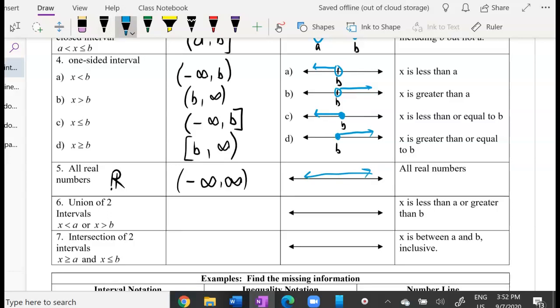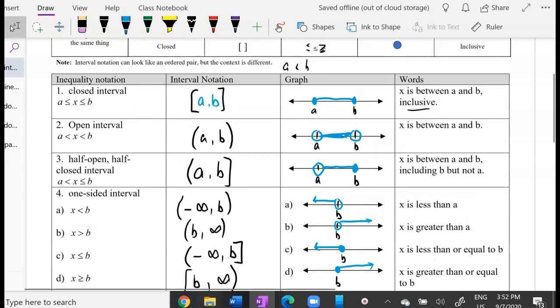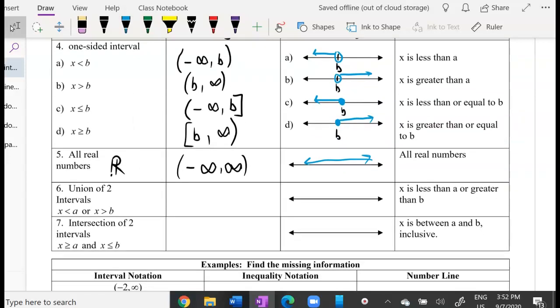Okay. Next one is the union of two intervals. Now remember, we're assuming here that for all of these problems, a is less than b, so it kind of makes sense here. X is less than a or greater than b. So let's put an a and a b on the graph, and a is less than b, so I'm going to put a over here, b over here.